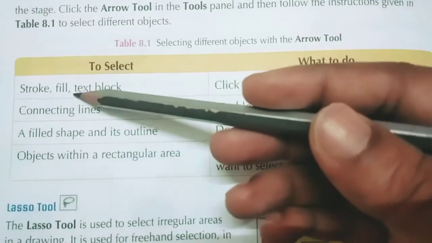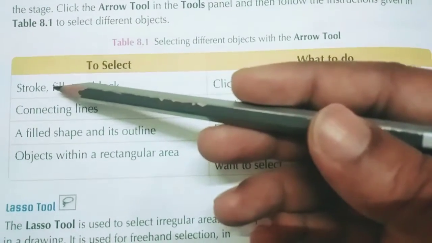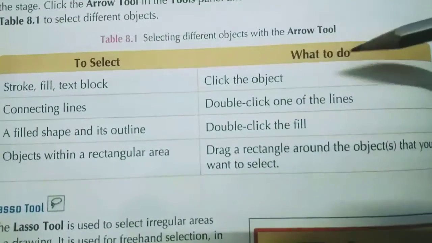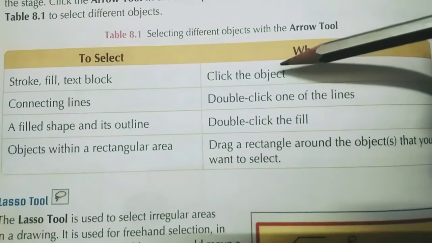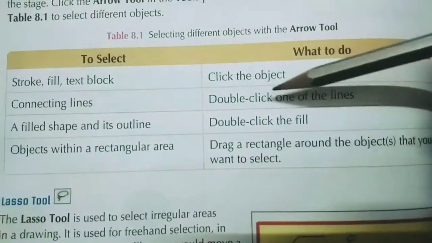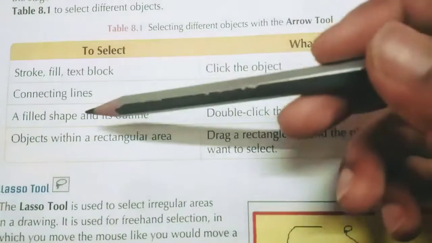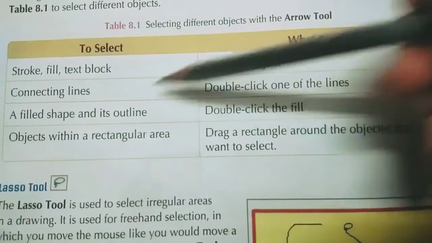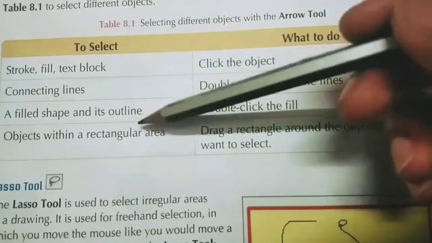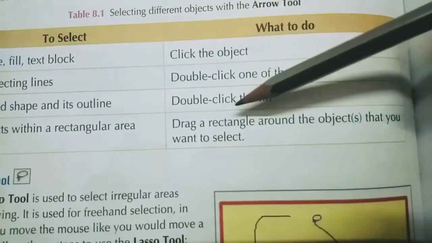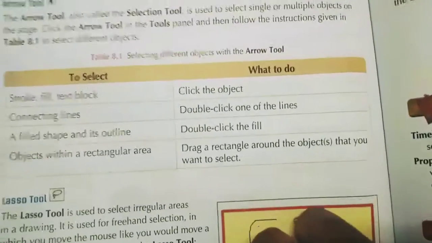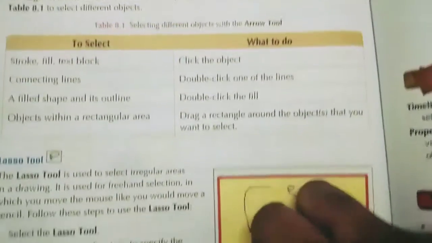How to select anything? To select a stroke, stroke means outline, and fill means the inside area, then a text block, what do you have to do? You only have to click the object. Then connecting lines. To select connecting lines, double click on the lines. To select a fill shape and its outline, you have to double click the fill. To select objects within a rectangular area, drag a rectangle around the objects that you want to select. Understood? In this way the arrow tool can be used.